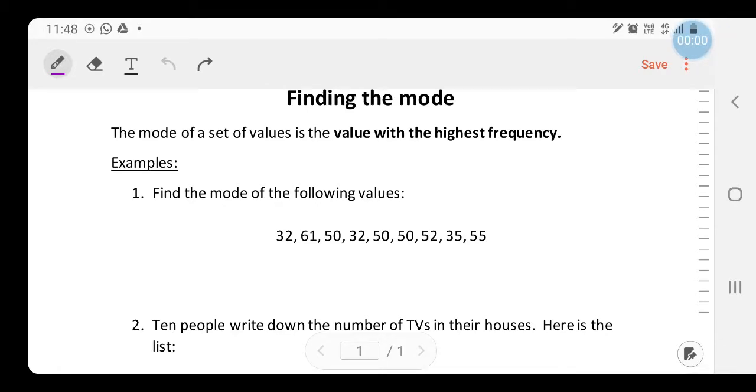Well, g'day Year 7s. Alright, so today we are looking at finding the mode. Now, what is the mode?